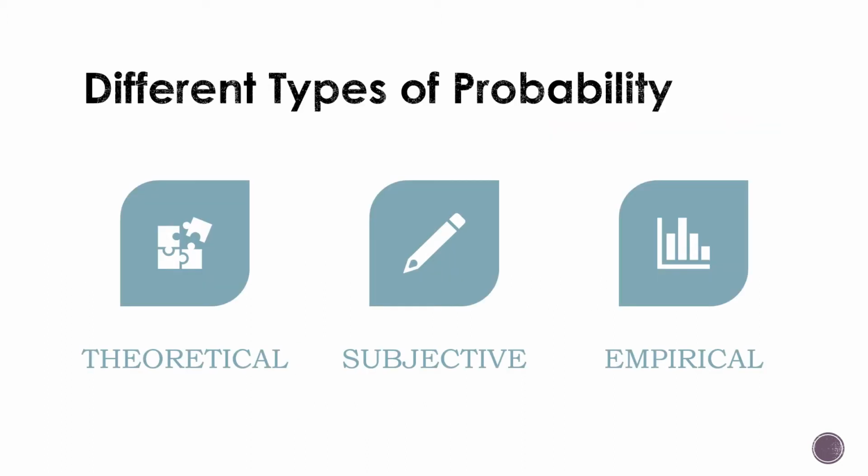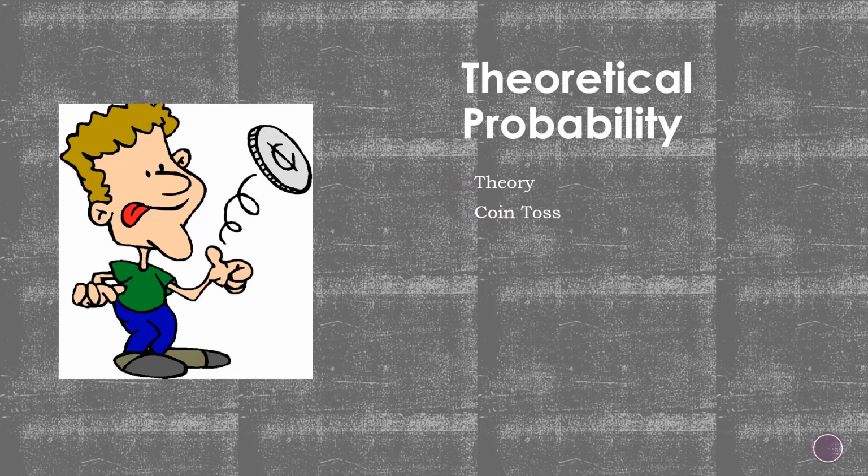There are three different types of probability. There is theoretical probability, subjective probability, and empirical probability. Theoretical probability is all rooted in theory. The probability can be calculated without actually observing data. An example of theoretical probability is a coin toss game. If I flip a coin 100 times, I expect tails to come up 50 times and heads to come up 50 times. The theoretical probability is 0.5 for tails and 0.5 for heads.